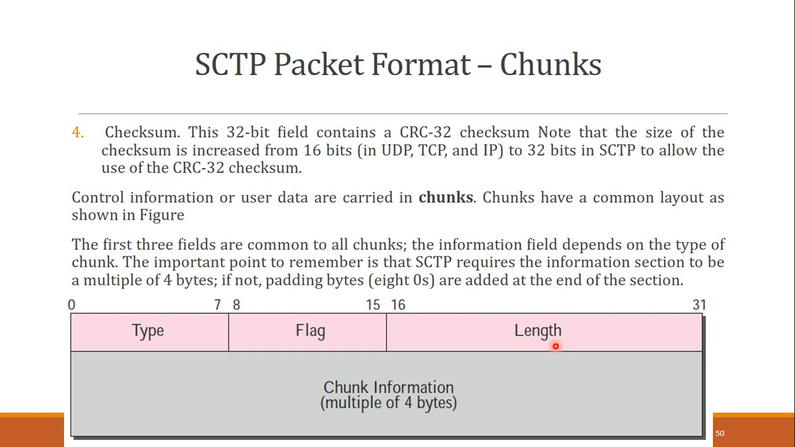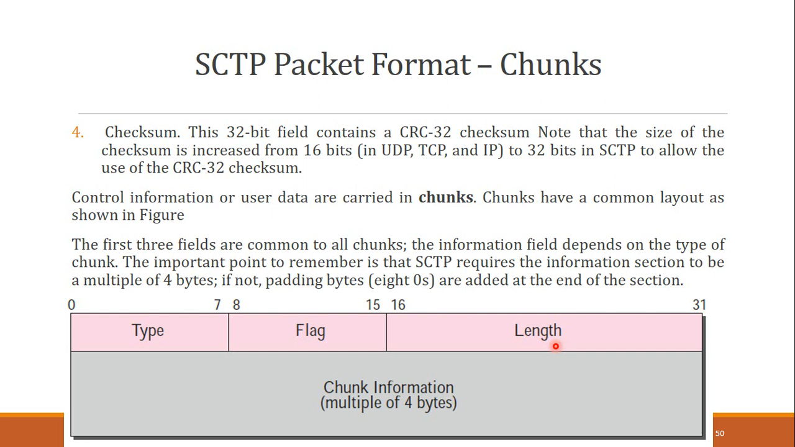For example, when the receiver sees a length of 17, it knows that the next number that is a multiple of 4 is 20. So there are 3 bytes of padding that must be discarded. But if the receiver sees a length of 16, now it knows that there is no padding.